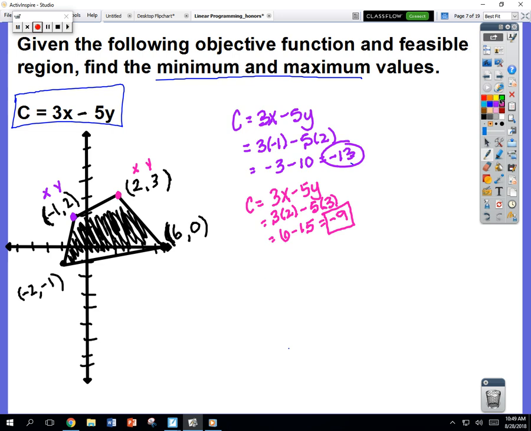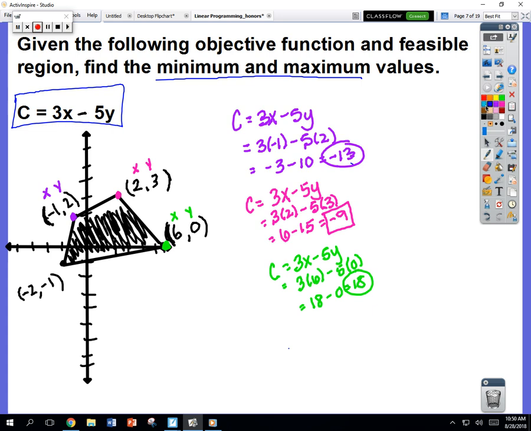And then I'm going to try this vertex, 6, 0. Same objective function. 3 times x is 6. Y is 0. I get 18 minus 0, which is 18. So this value is 18.